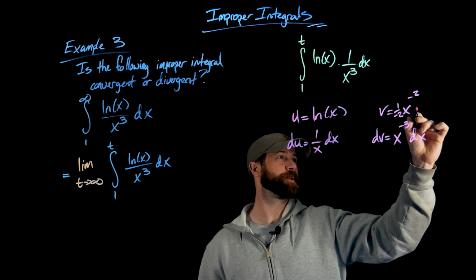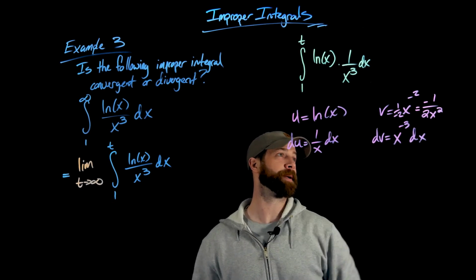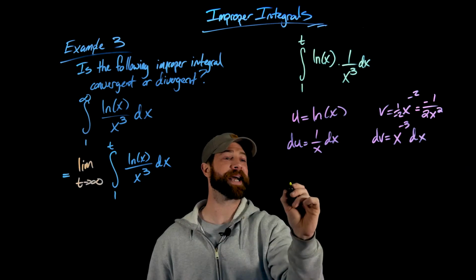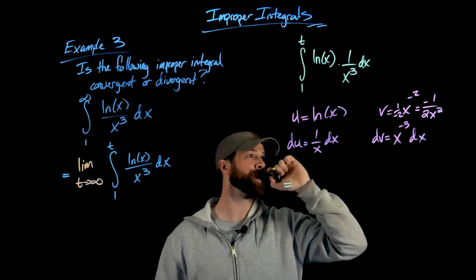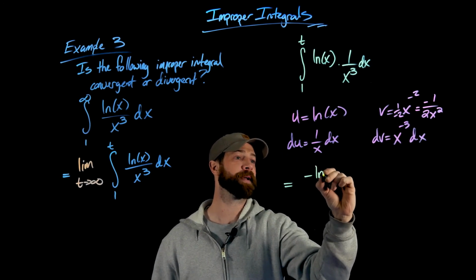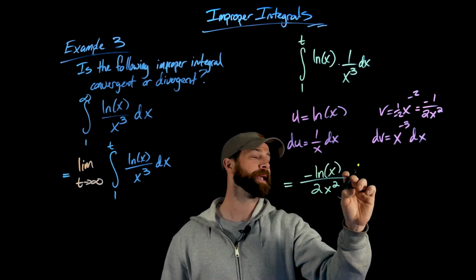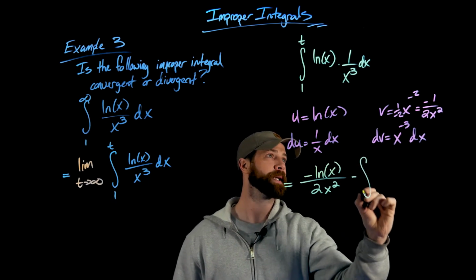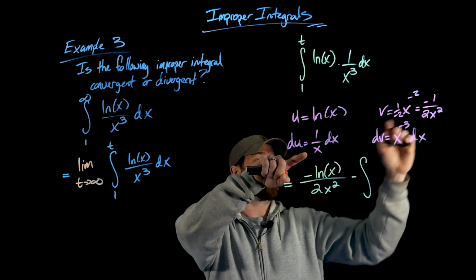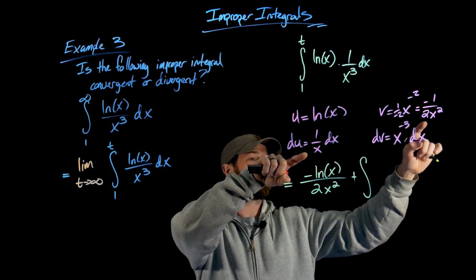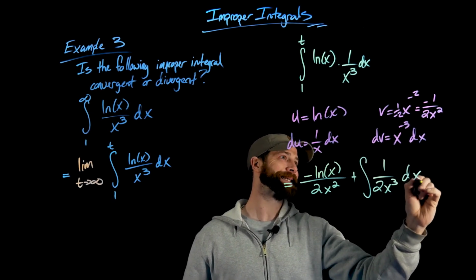And just to clean this up to make it a little bit easier, I'm just going to write this as negative 1 over 2x squared. So then this integral, given that setup, is u times v. So it's the natural log times negative 1 over 2x squared. I'll write that as negative natural log of x over 2x squared. And then here I'm going to be subtracting the integral of v du. When I multiply these two together, that negative I'm just going to bring out here and make that a positive. And I'm going to get 1 over 2x cubed dx.